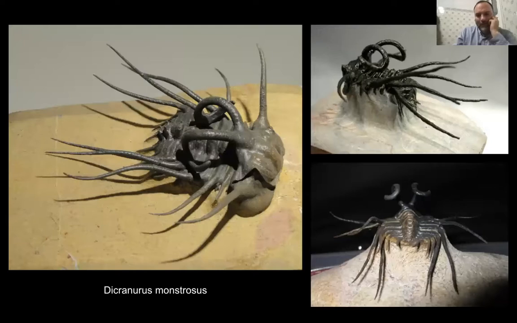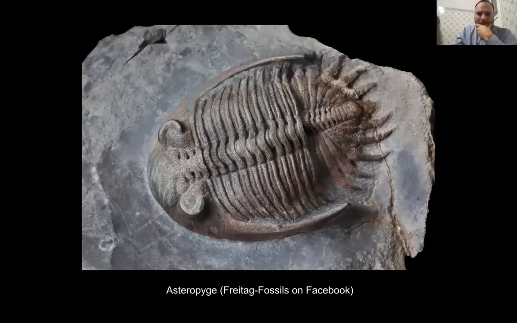Dicranurus monstrosus, that has these ram's horns. There's a lot of these on the market online. Many of them are fake, or made with parts of real ones, with the missing elements filled in with resin. This one's interesting to me. It's quite different looking from a lot of the other ones, the way that the tail has this clear separation from the rest of the body.